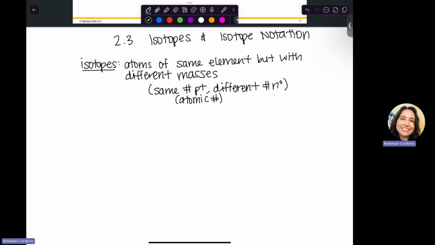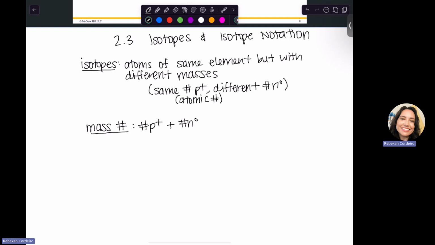And so our mass number is the number of protons plus the number of neutrons, because the only ones that we think about as having mass are protons and neutrons, right? Electrons do have mass, but that's so small in comparison to protons and neutrons that we don't really consider it.